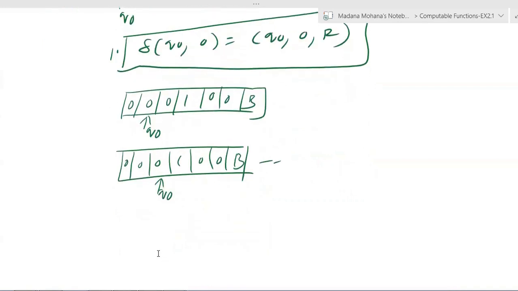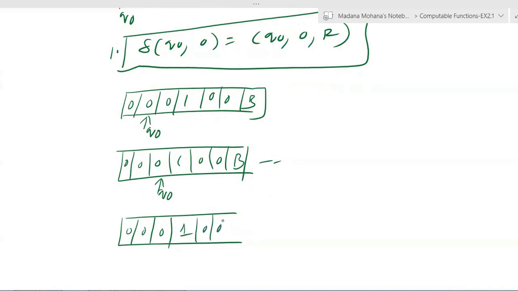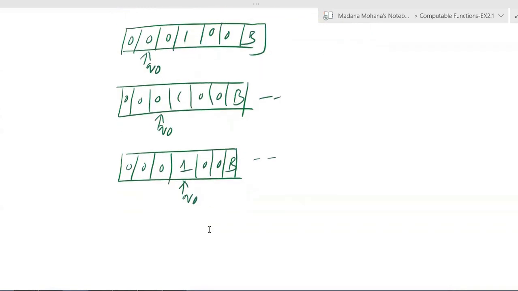Then skip this 0 also. Now whatever I am drawing here is the configuration of the Turing machine at each and every step of the design. So now you are at the bit 1 with the q0 state. Whenever the digit 1 is found, what you have to do? That 1 is replaced with 0. Then you have to change the state.